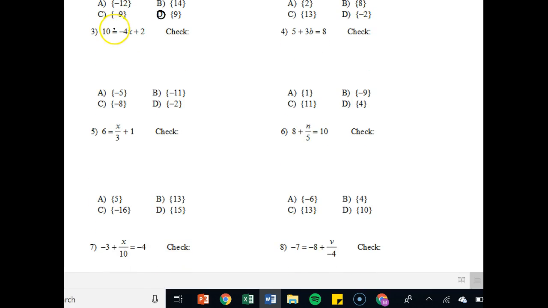Number 3. We draw scales of justice. Variables on the right, so I'm working with this constant. I see plus 2, so I'm going to subtract 2 from both sides. Highlight your first step. These cancel off because they're 0. Drop down not 4x, but negative 4x is equal to 10 minus 2, which is 8.